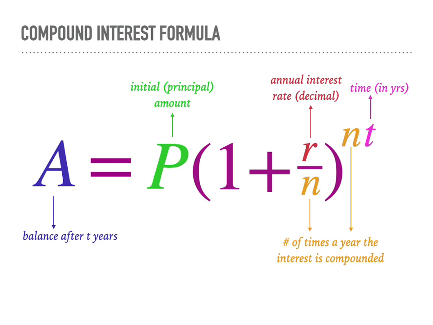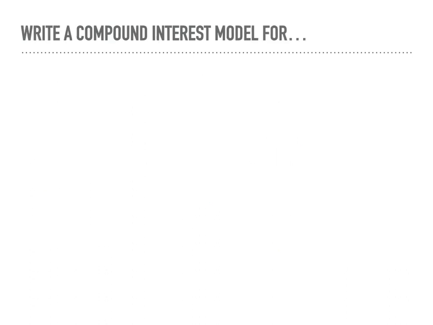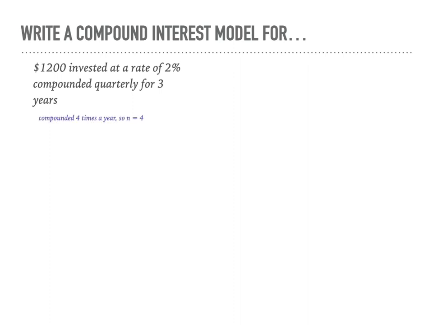This may feel a little bit confusing, but don't worry, we're going to do some examples. We have to write a compound interest model for $1,200 invested at a rate of 2% compounded quarterly for 3 years. What students are most confused on is how many times is something compounded and over how long. So basically the N value and the T value. Everything else is pretty straightforward.